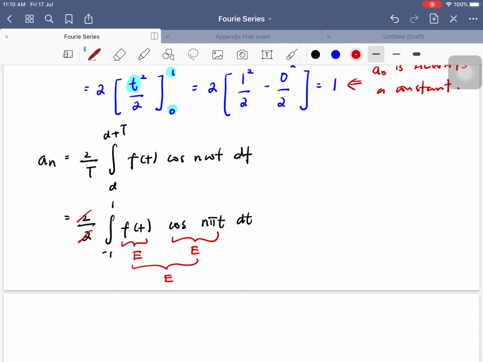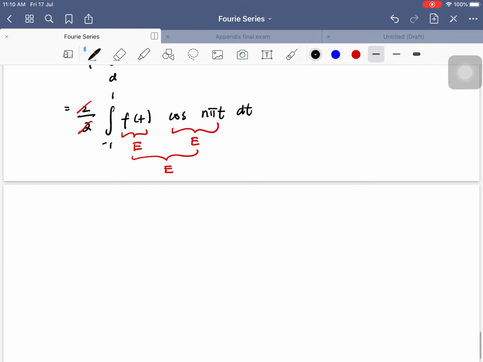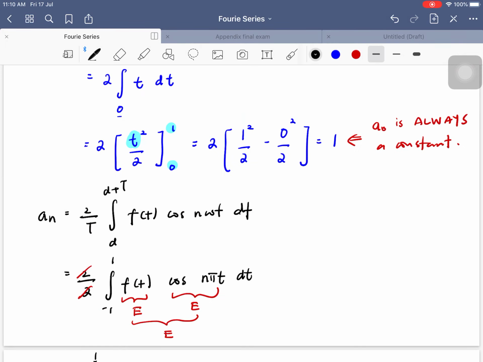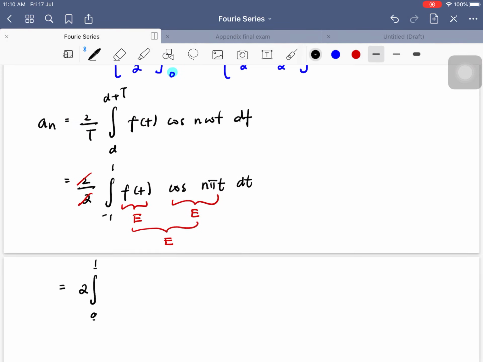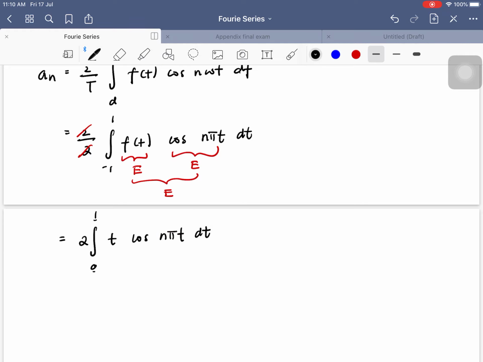So now let's simplify this because this is an even function. So I'm going to change the limit. My new limit is going to be from 0 until 1, and I have to multiply by 2. If I consider f of t from 0 until 1, that is going to be the function t. So I'm going to have t cos of n pi t dt. So that's how it looks like, right?